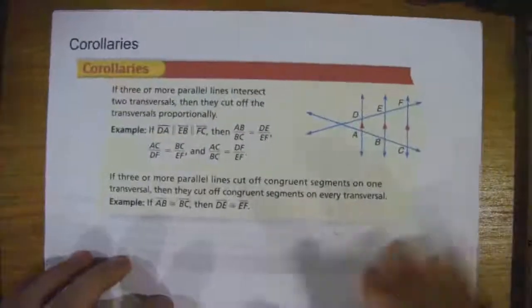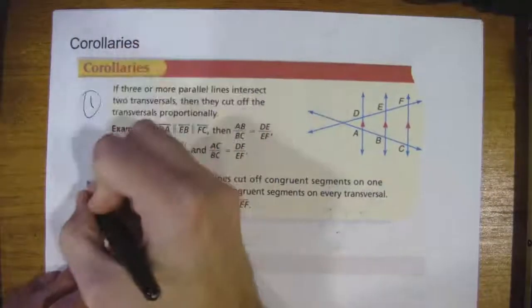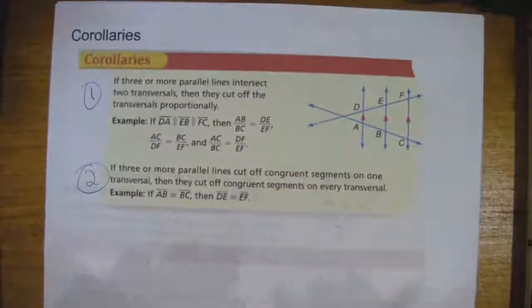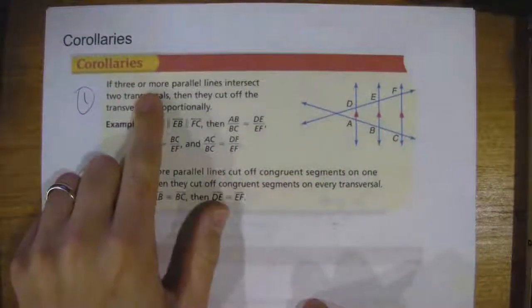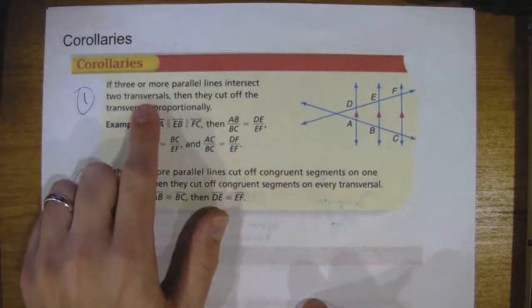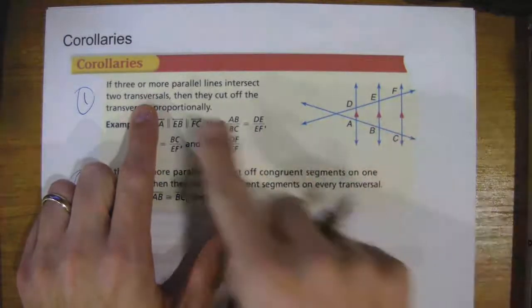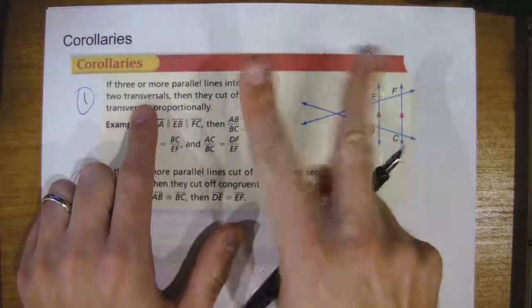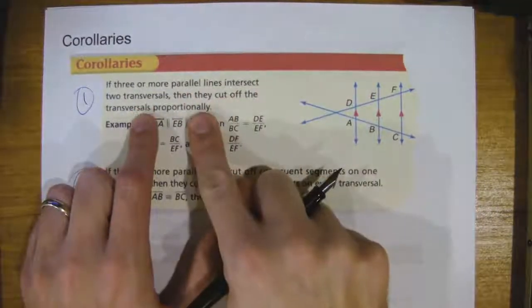Corollaries. Oh, love these corollaries. There are 2 of them here, 1, 2. Love this stuff. Take a look. If 3 or more parallel lines intersect 2 transversals, so here are our 3 parallel lines, if they intersect 2 transversals, they cut off the transversals proportionately.